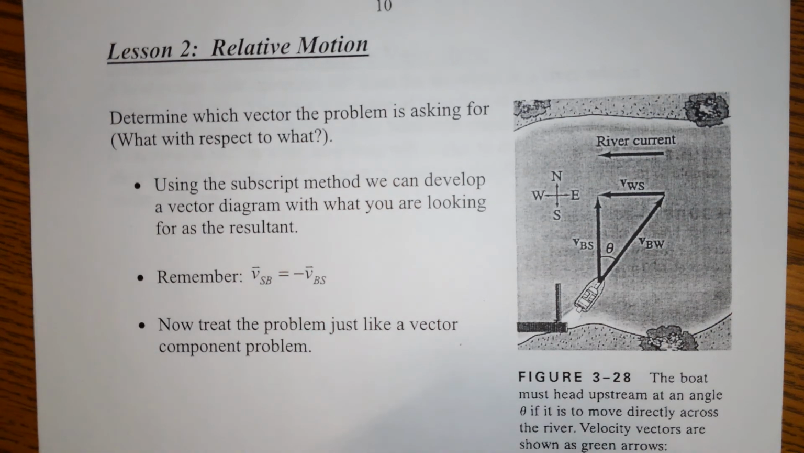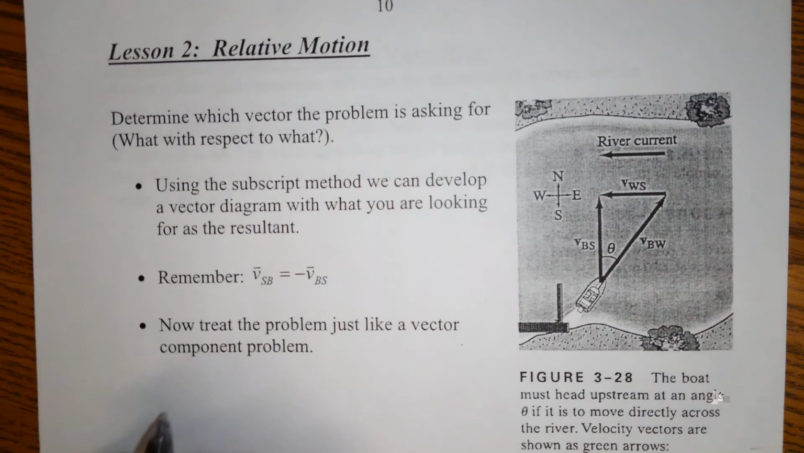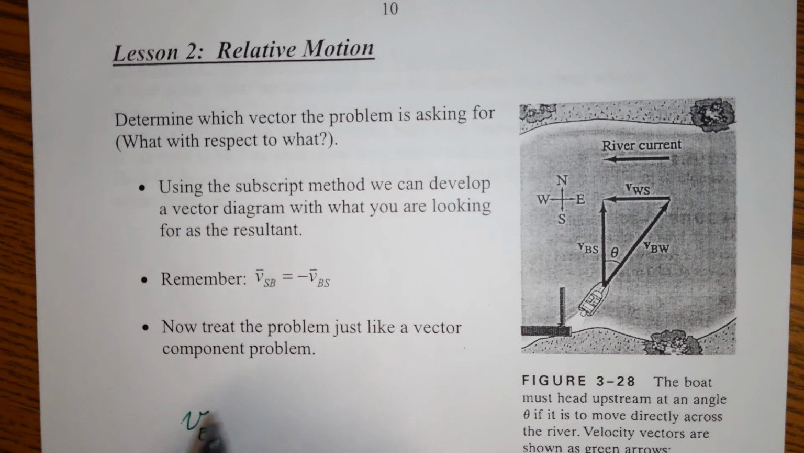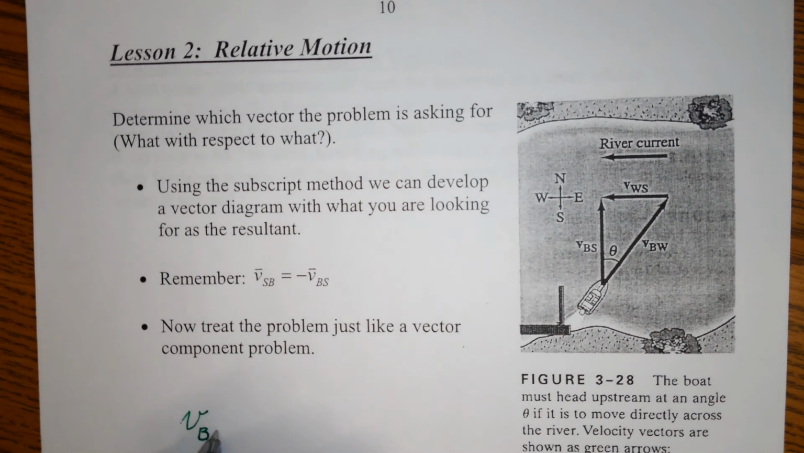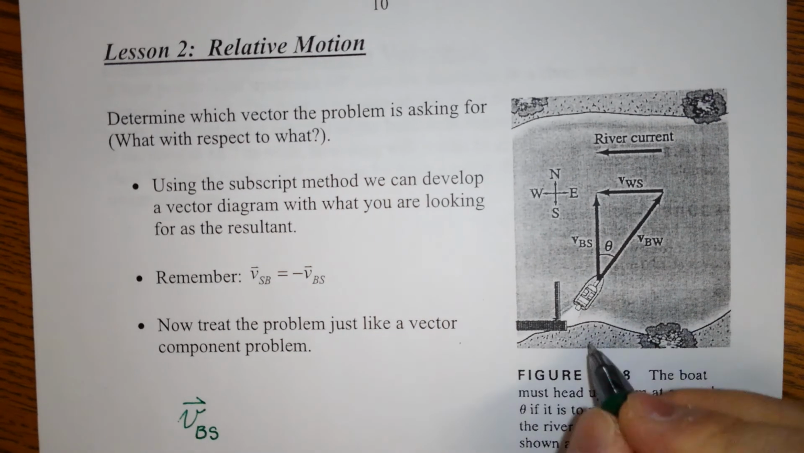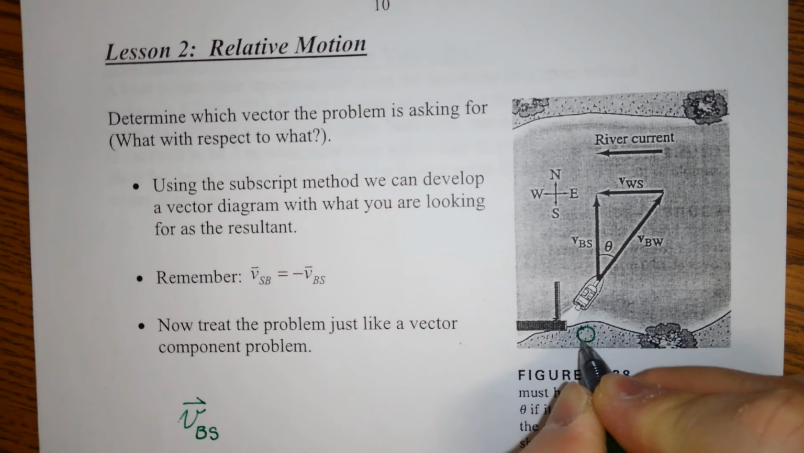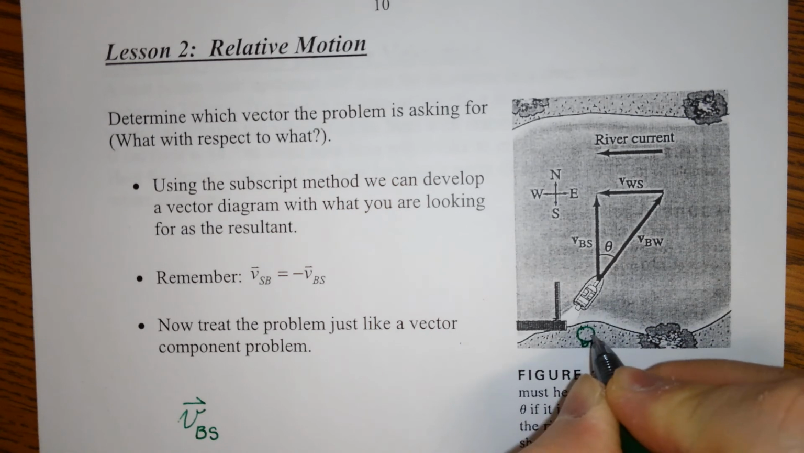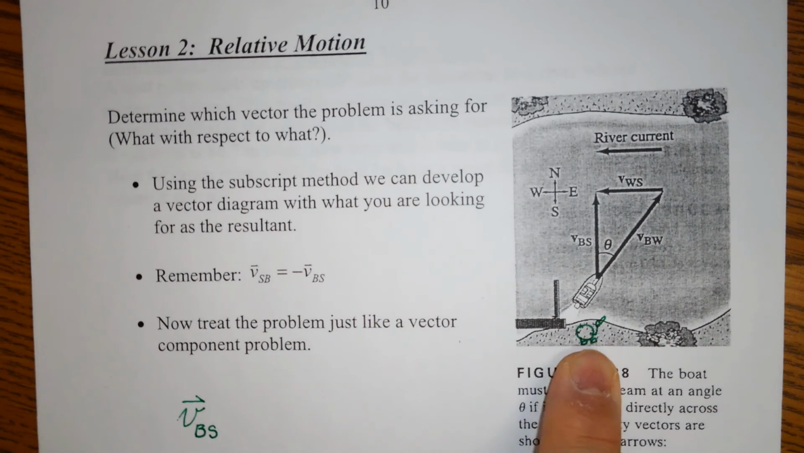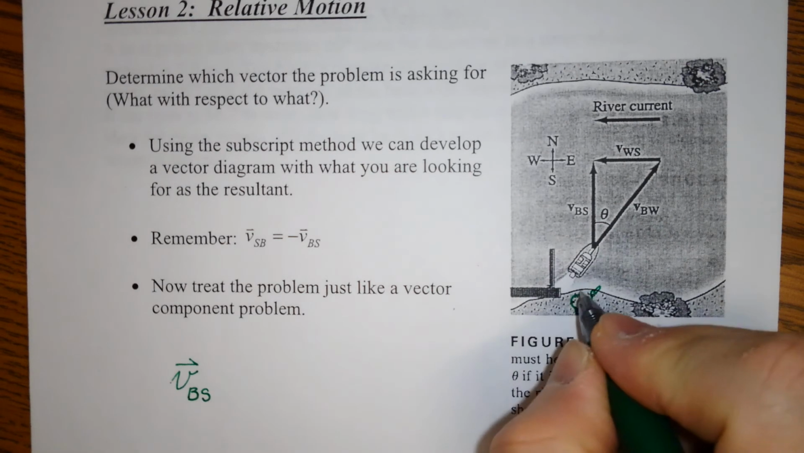If we were to determine a few things, for example, when we were saying velocity of the boat with respect to shore, right? So this is the velocity observed by a person from the shore. If you're on the shore here and you are observing this boat, that's what the velocity of the boat with respect to shore will look like. Okay?